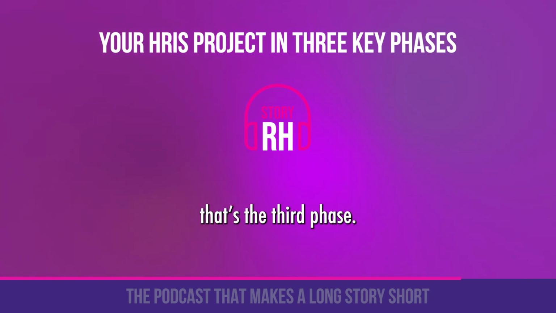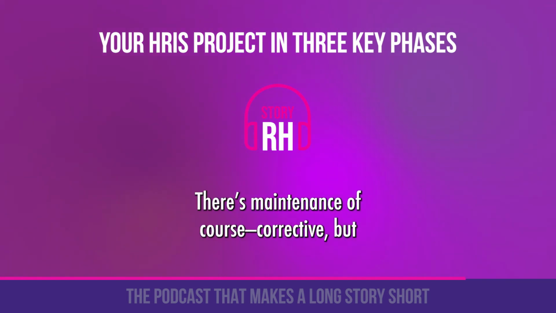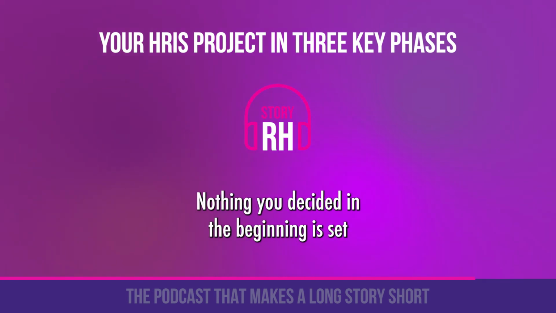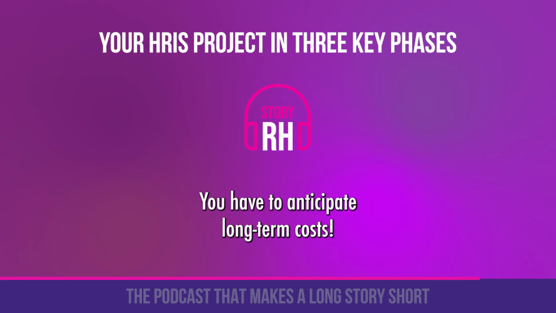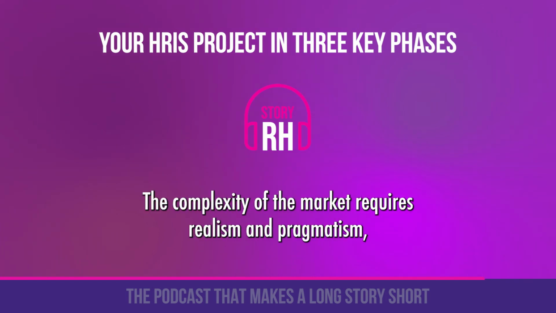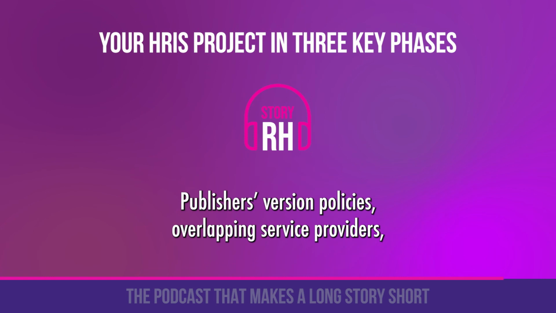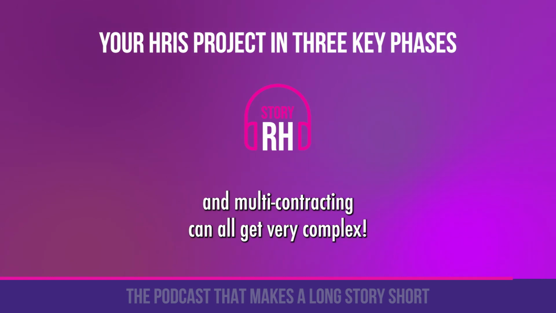That's the third phase. There's maintenance, of course, corrective, but also preemptive to keep the system evolving. Nothing you decided in the beginning is set in stone after all. You have to anticipate long-term costs. The complexity of the market requires realism and pragmatism, as well as a healthy dose of lucidity. Publishers' version policies, overlapping service providers, and multi-contracting can all get very complex.